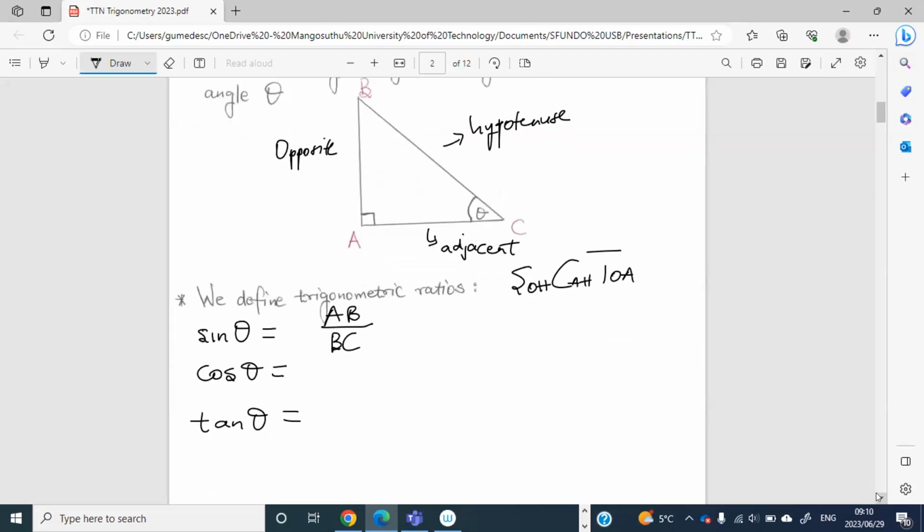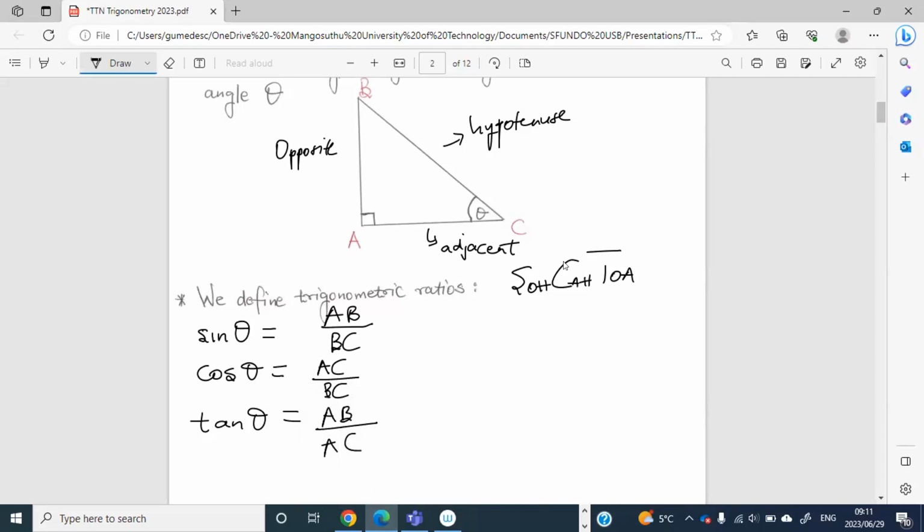When we define cosine, it's adjacent, which is AC, over hypotenuse. Hypotenuse doesn't change, it's still BC. So we define cos theta as adjacent over hypotenuse. And then we'll define tan of theta, which is opposite, AB, over adjacent, AC. So these are the basic trigonometric ratios.